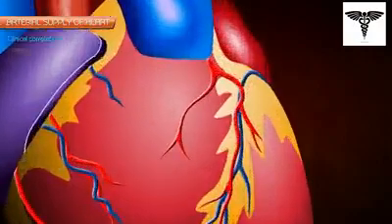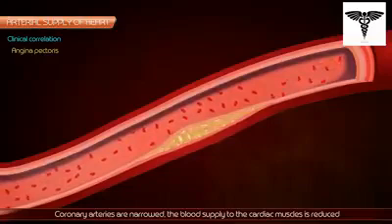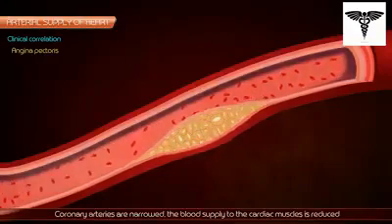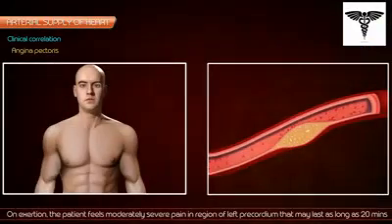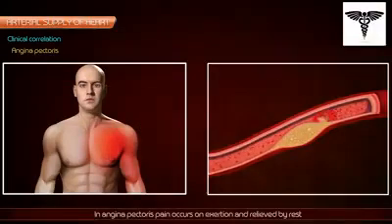Clinical correlation. Angina pectoris. If the coronary arteries are narrowed, the blood supply to the cardiac muscles is reduced. As a result, on exertion, the patient feels moderately severe pain in the region of the left precordium that may last as long as 20 minutes. The pain is often referred to the left shoulder and medial side of the arm and forearm. In angina pectoris, pain occurs on exertion and is relieved by rest. This is because the coronary arteries are so narrowed that ischemia of cardiac muscle occurs only on exertion.